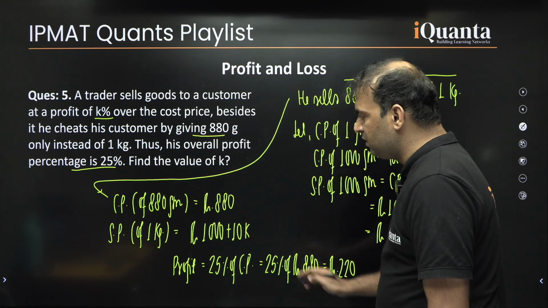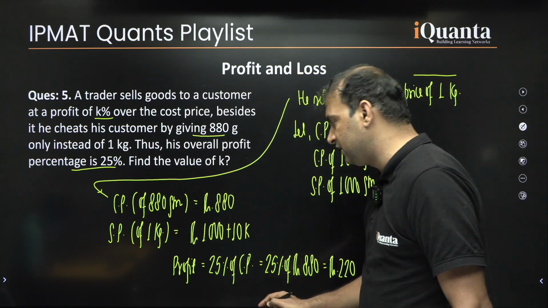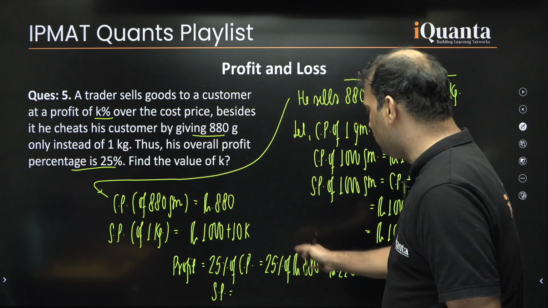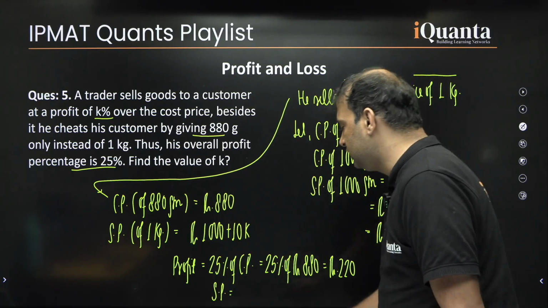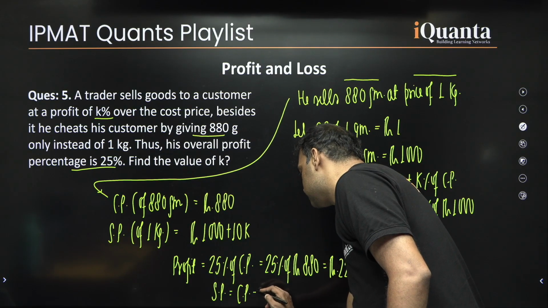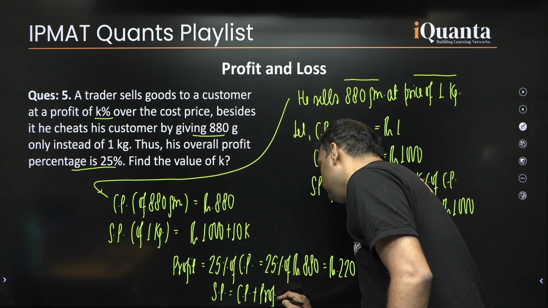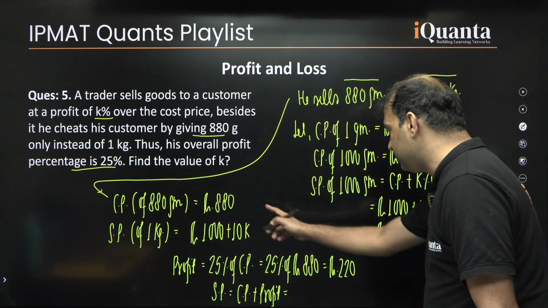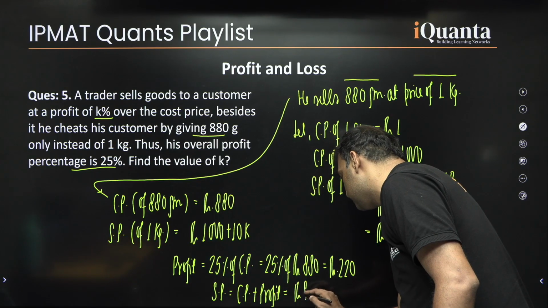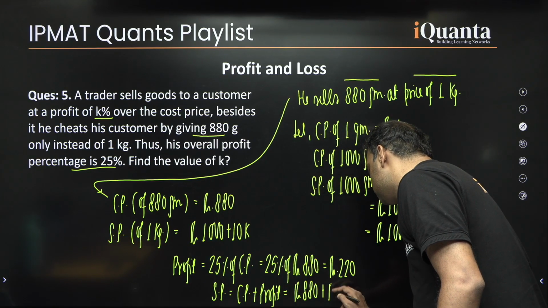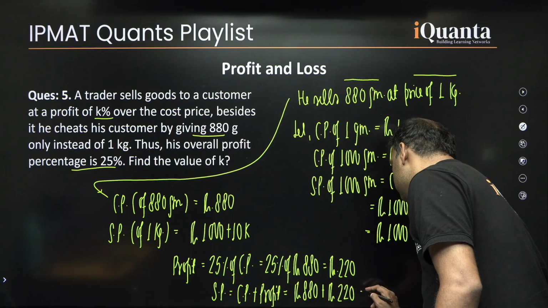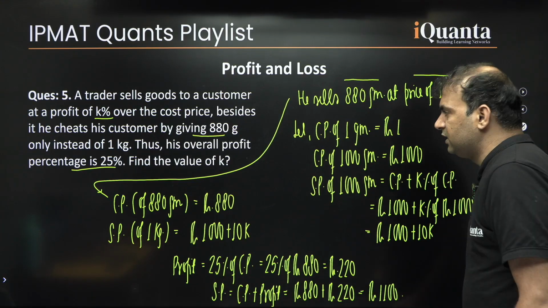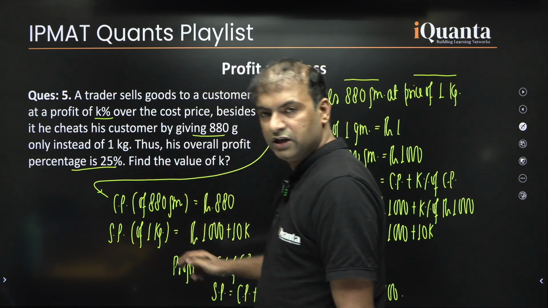So what should be the selling price with the help of this data, right guys? The selling price should obviously be the cost plus the profit. So CP plus profit should be the selling price according to the data given to us. CP is 880 and the profit is 220. This gives us 1100, all right? So with this, we know the selling price should be 1100.